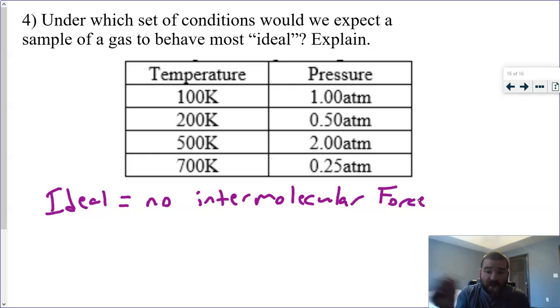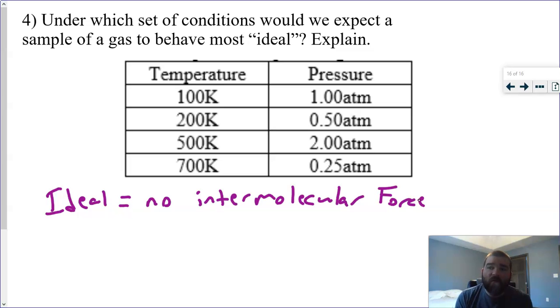At high temperatures, they're moving faster. They're going crazy, whizzing right by each other. And they have so much kinetic energy that the chances of those intermolecular forces sticking is much, much lower. So I would say that gases are more ideal at high temperatures because the intermolecular forces just aren't able to stick, so to speak. They're moving faster. Pressure, let's think about pressure. We have the other side of this chart. Would gases be more ideal at high pressure or at low pressure?